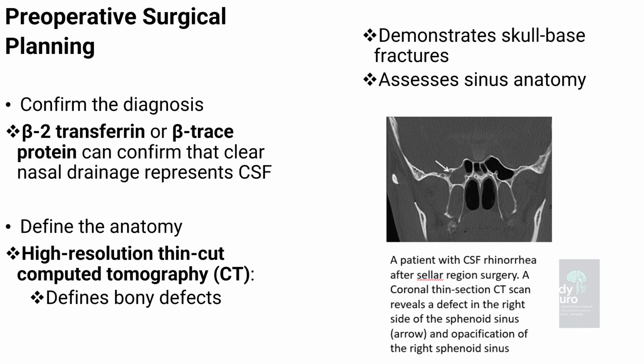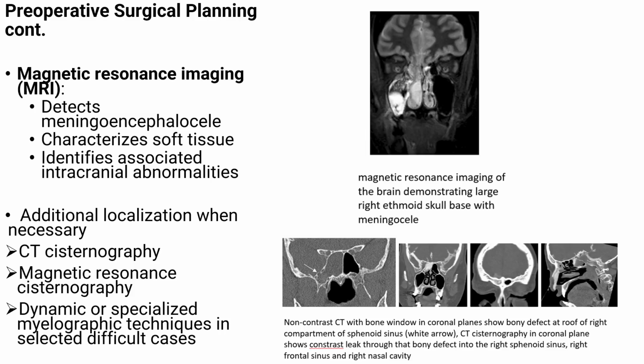Planning begins by confirming that the nasal drainage is truly CSF, using beta-2 transferrin or beta-trace protein when needed. Imaging then defines the defect. Thin-cut CT provides the bony roadmap, while MRI identifies herniated tissue and associated intracranial abnormalities. When routine imaging cannot localize the leak, targeted cisternographic or dynamic techniques can provide additional detail.